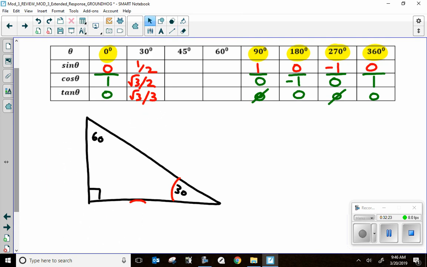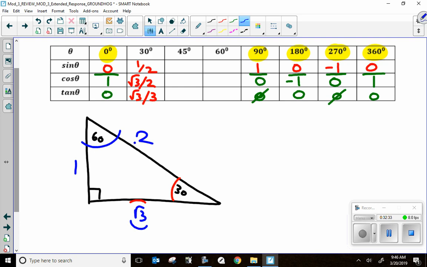Let's do 60 degrees. This is still radical 3, 1, and 2. So 60. The sine of 60 is opposite over hypotenuse. It is radical 3 over 2.